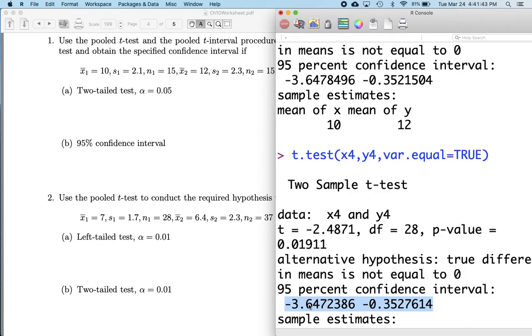It's actually so close that I didn't even realize the first one was wrong. Okay, this is actually the right confidence interval that we ended up with: negative 3.6473 to negative 0.3528. Okay, so anyways, that is how that works. So if you assume that the standard deviations are equal, you have to add in that extra component there. But they're going to be pretty much the same result whether you assume the standard deviations are equal or not. Okay, so that's how that works.